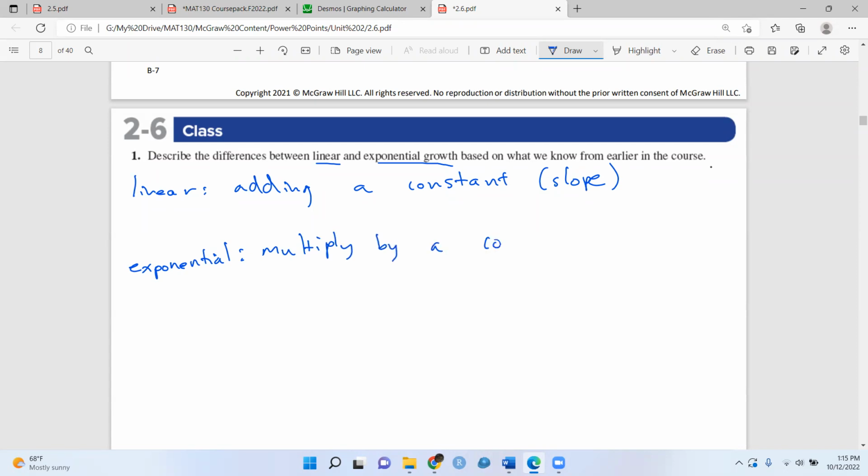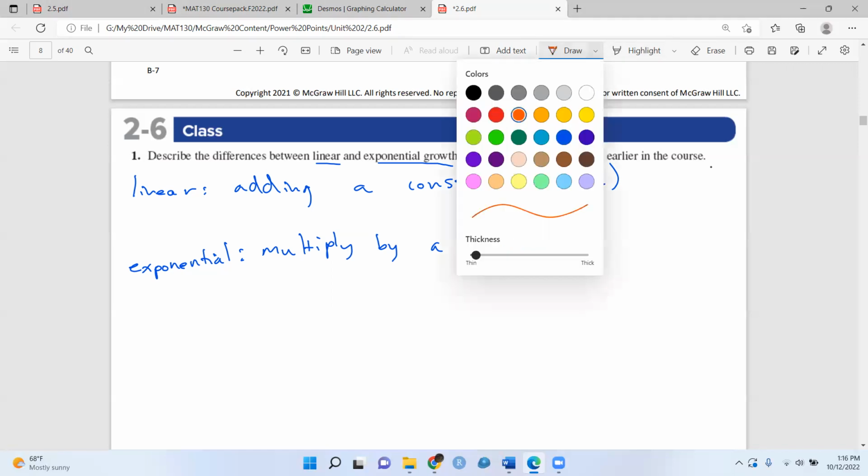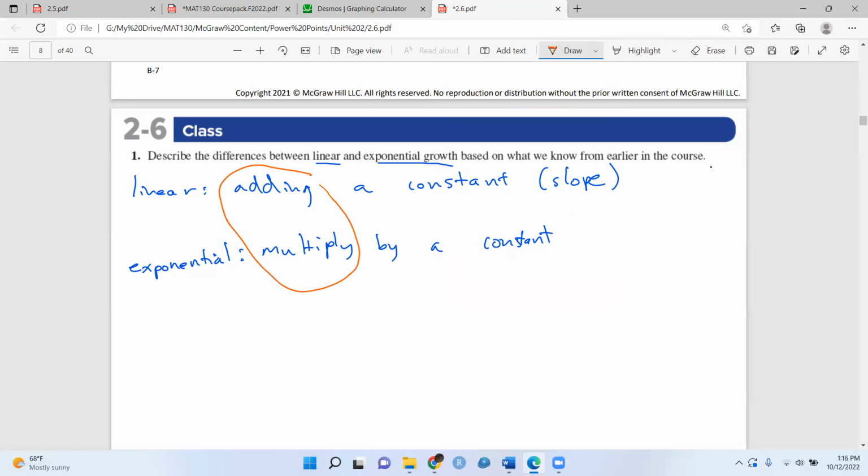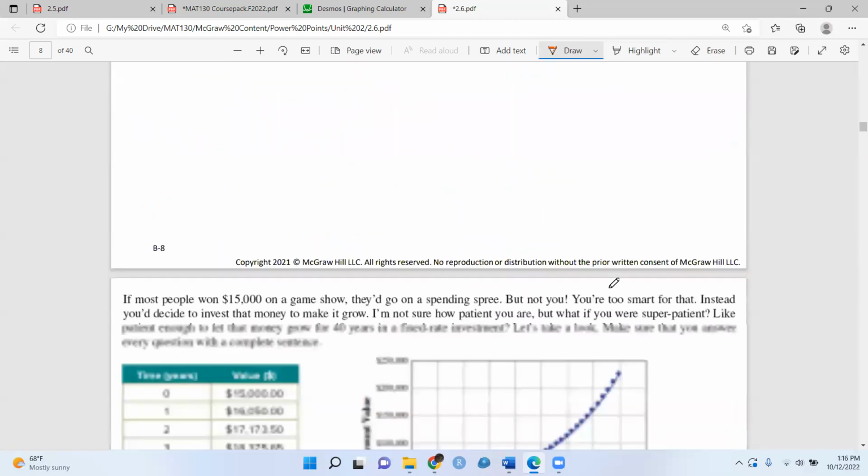And we don't know a special name for that yet. We're going to learn that today. And then the values get larger and larger over time. So the amount gets big fast. That's the big difference between the two, is this multiplying and adding. And what's funny is multiplication is just repeated addition. So I don't know if that's funny.